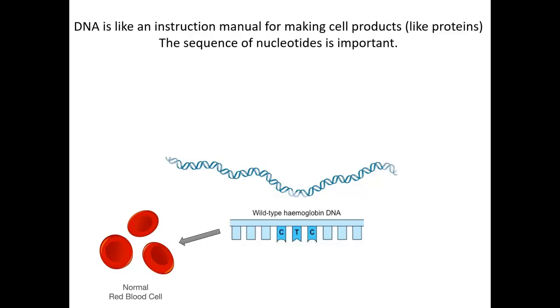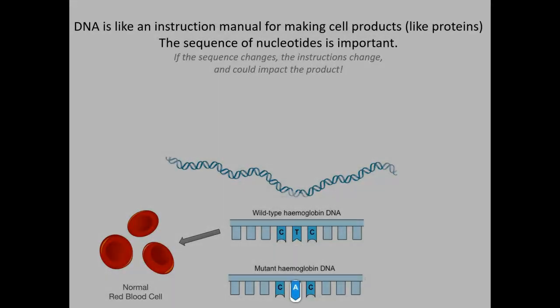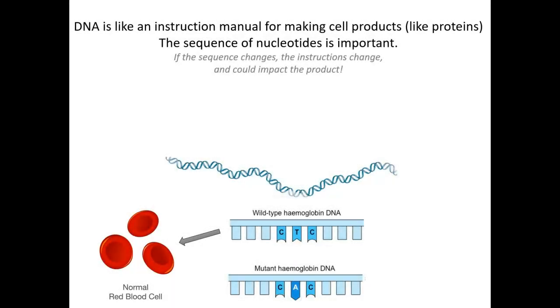But what happens if that sequence is changed? If we switch this particular T for an A, now the instructions have changed. So when this version of the gene is expressed, it makes a malformed hemoglobin protein. It's so severe it actually affects the entire red blood cell and gives it this sickle-shaped appearance.